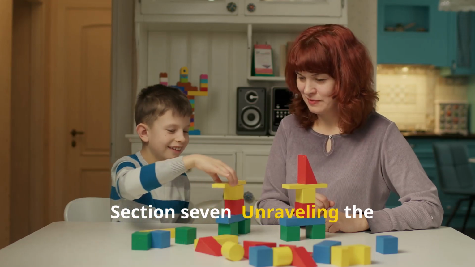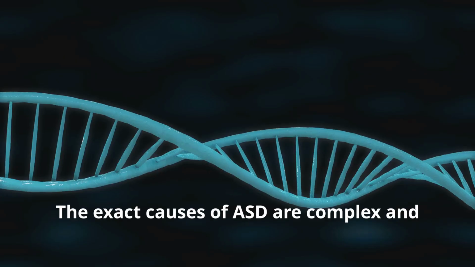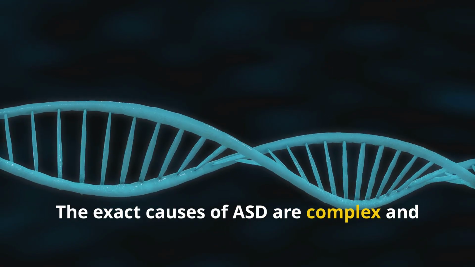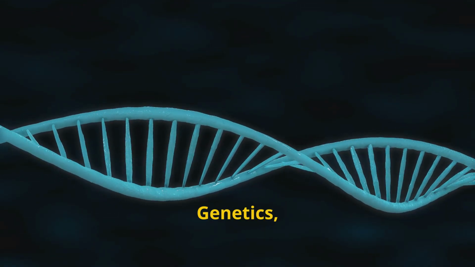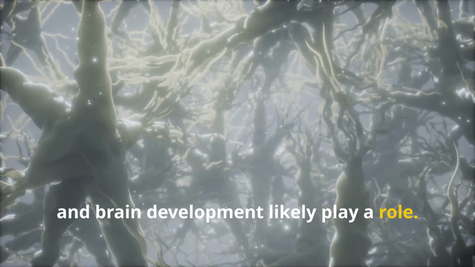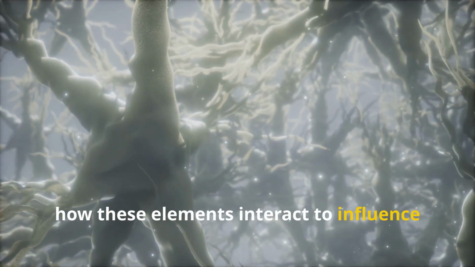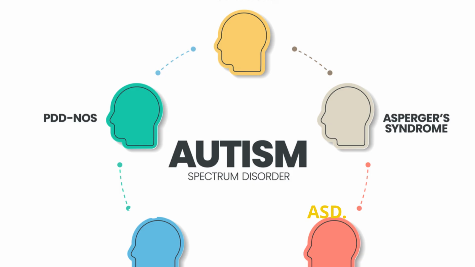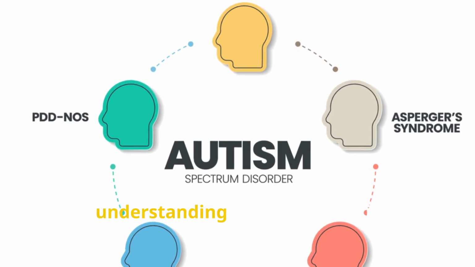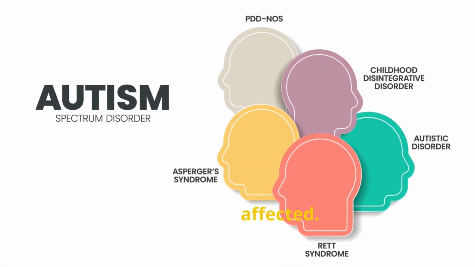Section 7. Unraveling the mysteries, causes, and management of ASD. The exact causes of ASD are complex and still being studied. Genetics, environmental factors, and brain development likely play a role. Researchers are continuously exploring how these elements interact to influence the development of ASD. There's no cure for ASD, but understanding and managing it can significantly improve the quality of life for those affected.